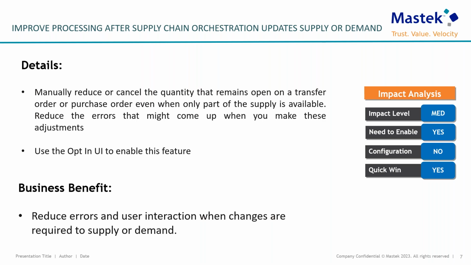You can also manage a response from your fulfillment systems when Oracle Supply Chain Orchestration closes one transfer order, but other orders remain open in the same supply order. This functionality is useful for internal material transfers with multiple lines in a single supply order. You can use the opt-in UI to enable this feature. The impact level will be medium. We need to enable this. There is no need for configuration, and hence it is a quick win.